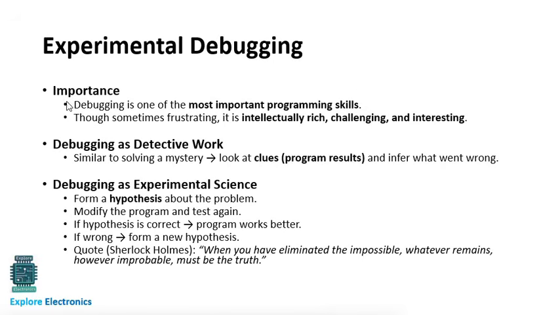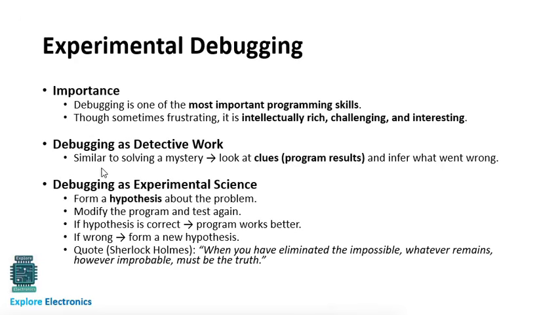Experimental debugging. Here it is very important. As I told you, debugging is very important. Debugging is one of the most important programming skills. Though sometimes frustrating, it is intellectually rich, challenging and interesting. Means debugging is a skill, because whenever an error occurs, you have to find the error and fix it. That's why it is a very important programming skill. And it is sometimes intellectually rich, challenging and interesting also.